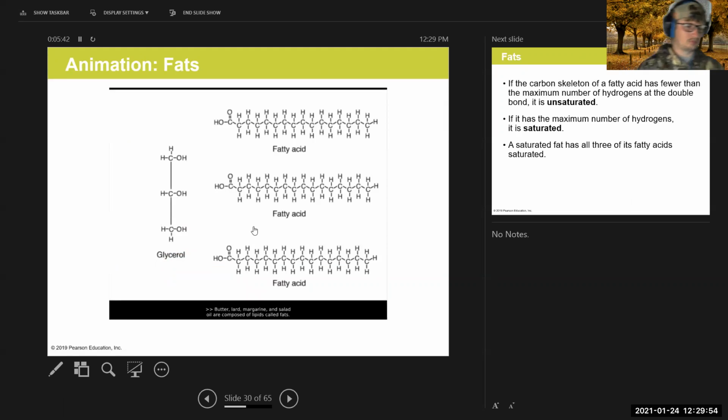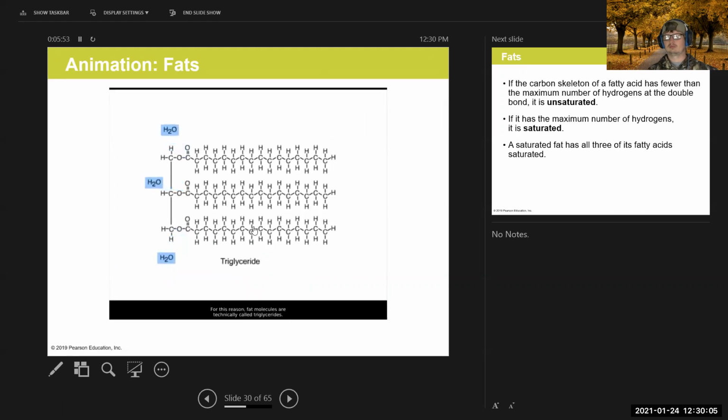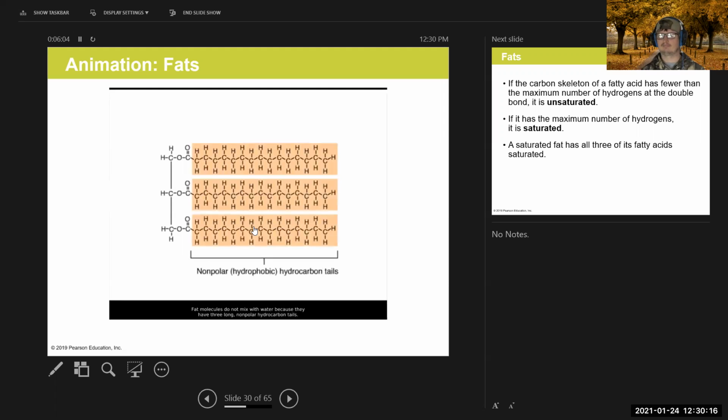Butter, lard, margarine, and salad oil are composed of lipids called fats. To make a fat molecule, 3 fatty acids bind to a molecule of glycerol. For this reason, fat molecules are technically called triglycerides. Fat molecules do not mix with water because they have 3 long nonpolar hydrocarbon tails. Cells use fats for energy storage because the tails hold more potential energy than other biological molecules.